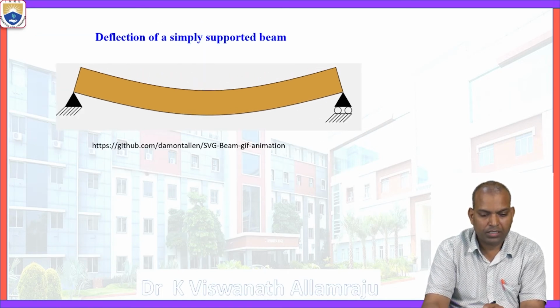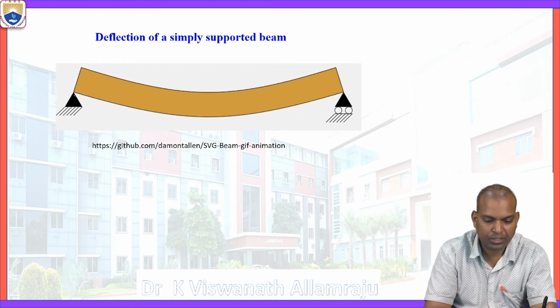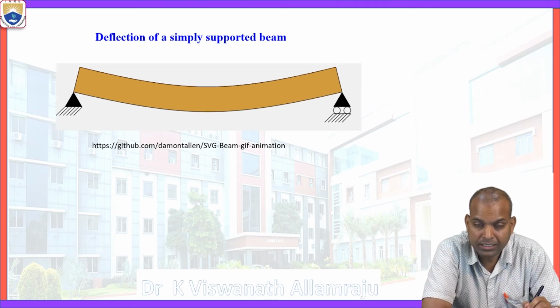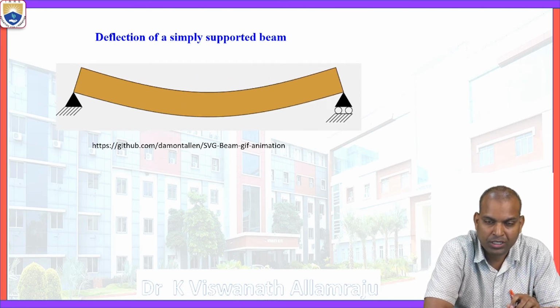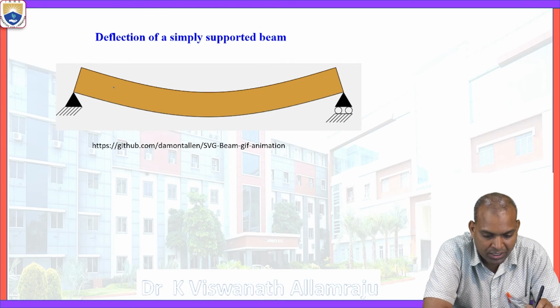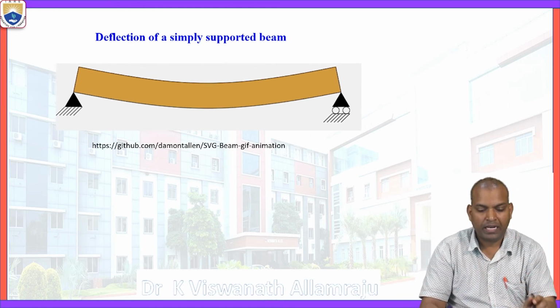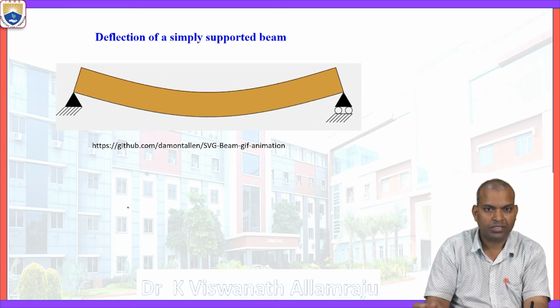So that is how you can understand the deflection of simply supported beams, which we can see significantly here. But in practice the deflection is very small. It is not something we can see with the naked eye, how much it is bent. In practice the deflections are in millimeters, a very few millimeters.